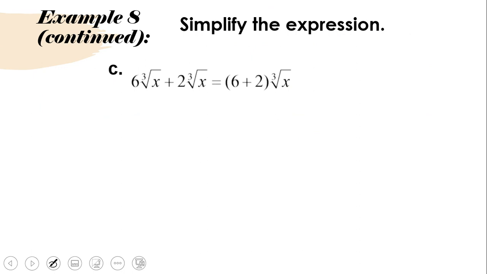Let's look at one more. Okay. We have 6 cube root of x plus 2 cube root of x. That could become 8 cube root of x.